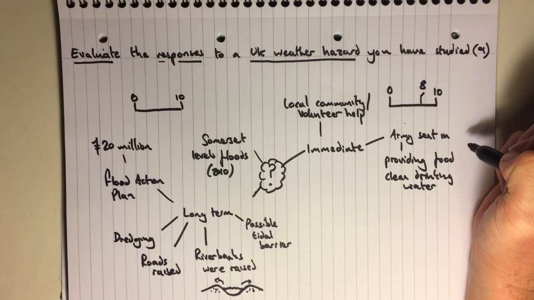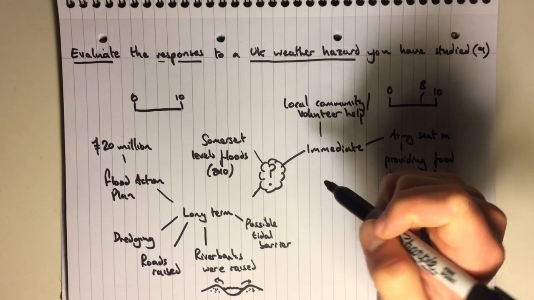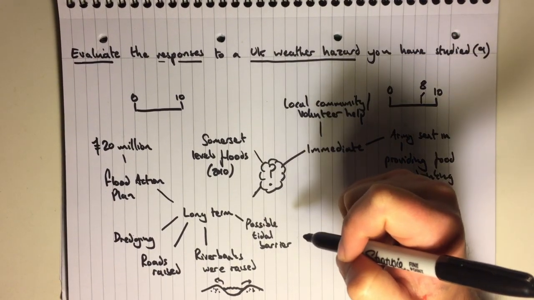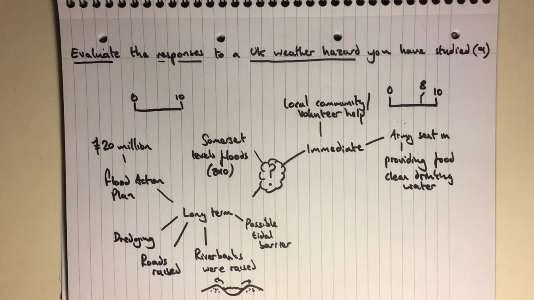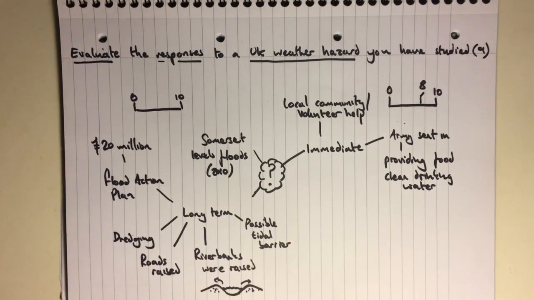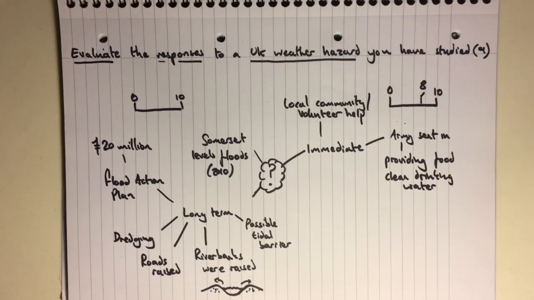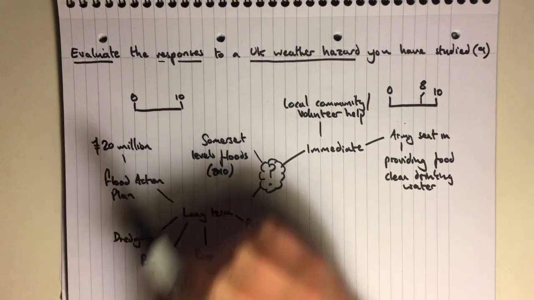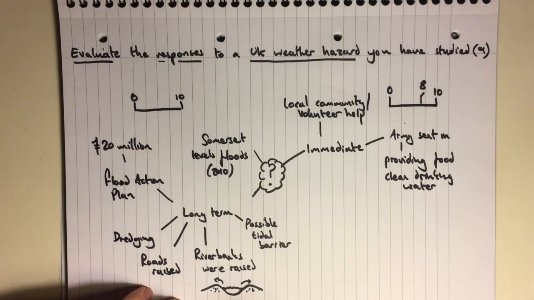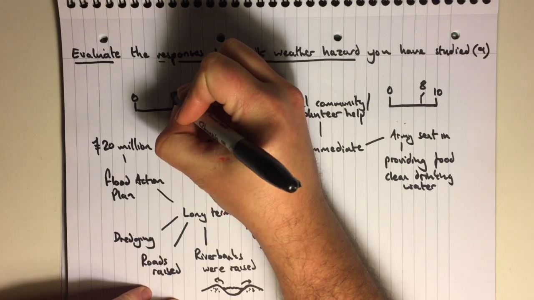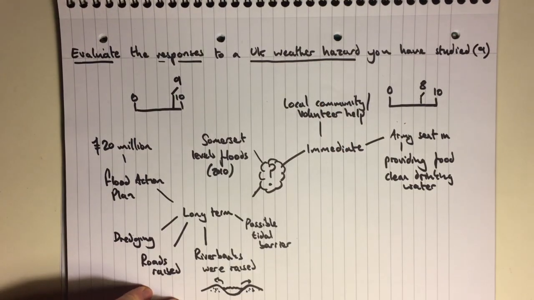However, it's an interesting one because I also think the long-term responses were very effective. However, we haven't quite seen the highest levels of floods that we saw in 2010, so maybe these haven't been quite tested yet. But ultimately, I think a £20 million action plan is pretty effective and a pretty big step in the right direction for protecting this area against this UK weather hazard. So I'm going to go with 9, but some of you might not agree.